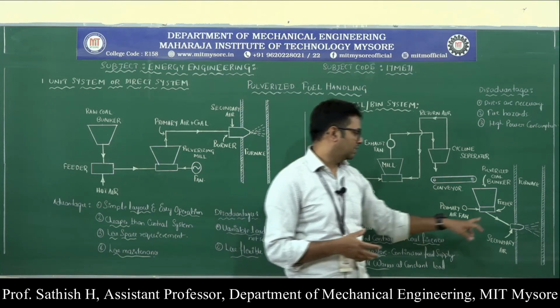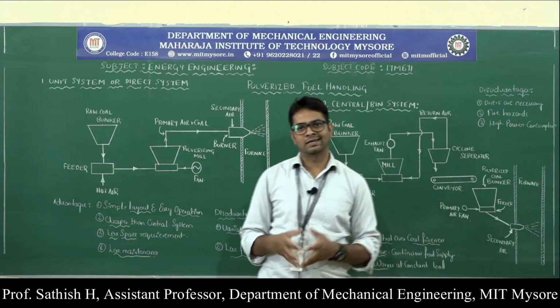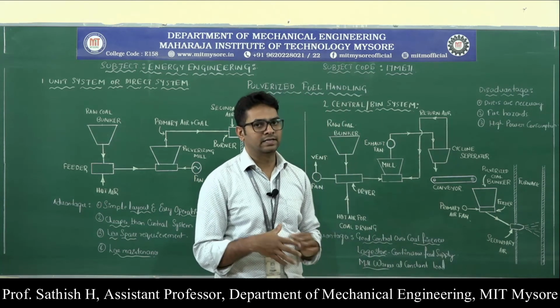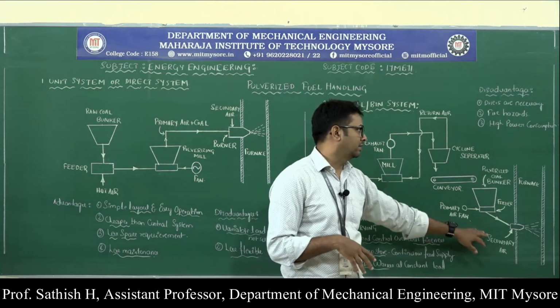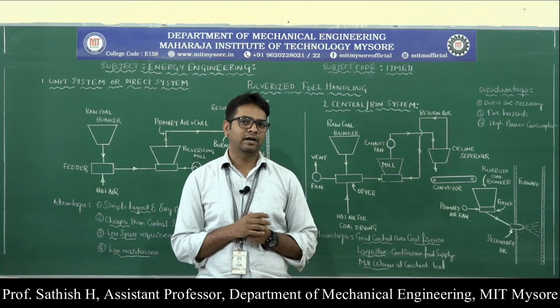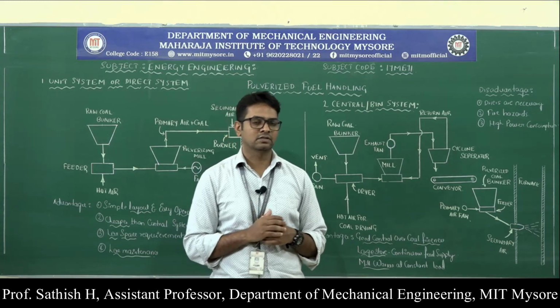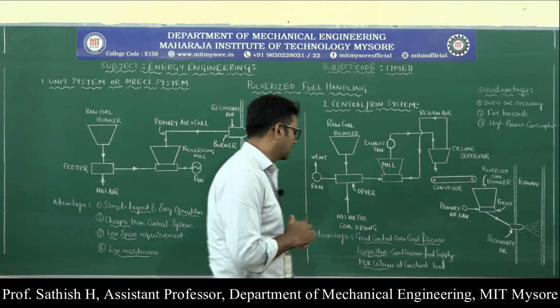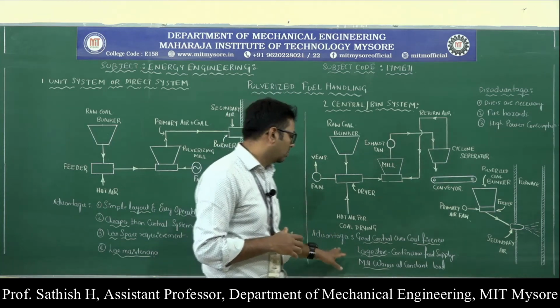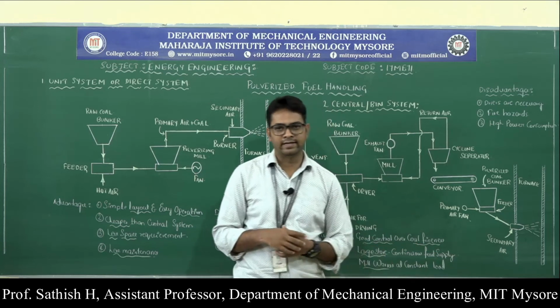Then the feeder helps to feed at a required rate, based on the demand of the furnace, so we can feed that coal accordingly. After this, let us discuss some of the advantages and disadvantages of this bin system, or centralized system.